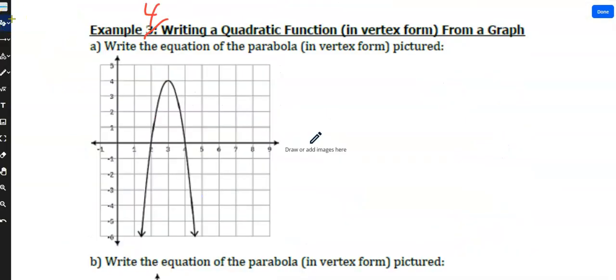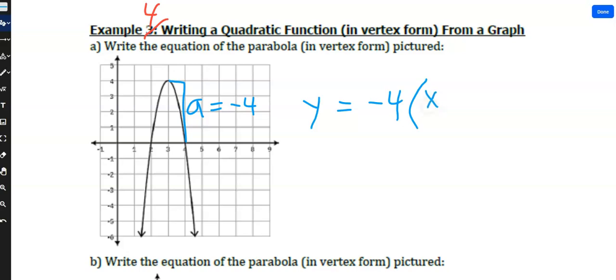So, as I was saying, if you can tell from the picture, I don't think there's a necessity to do algebra. When you look at this and you're like over 1 down 4, then you automatically know that the A value is -4, and that's the first part, after the y equals, before you get to the parenthesis. Of course, now we can see that the vertex here is 3, 4.